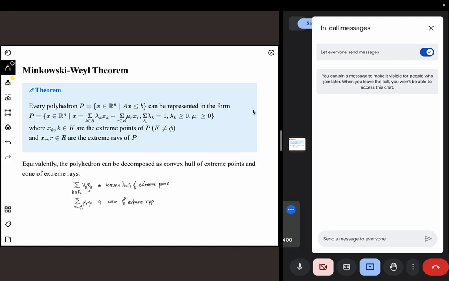One way is to say Ax less than or equal to b. The other way to describe the same polyhedron is, for example, if I tell you what all the extreme points are, lambda can be anything provided these constraints are satisfied. The only thing that is not known here is all these xk's and all these xr's. So another way to specify the same polyhedron is by specifying what the extreme points are and what the extreme rays are.